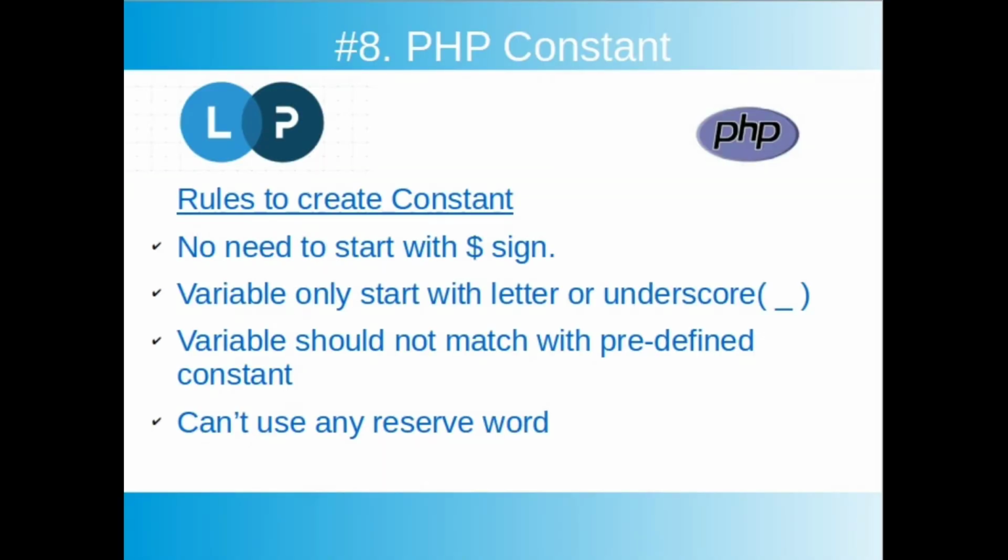Here we can see some basic rules to create a constant. Unlike other variables, a constant doesn't need the dollar operator. Whenever we create any variable we need to use a dollar sign, but for a constant we don't need to start with the dollar sign. The name will only start with a letter or underscore. We cannot start with any number.